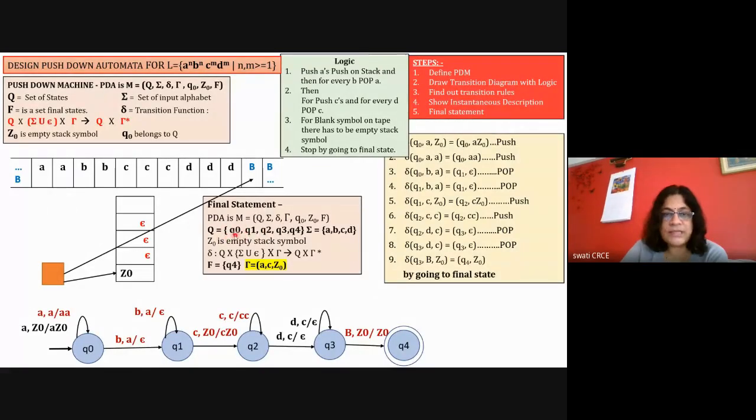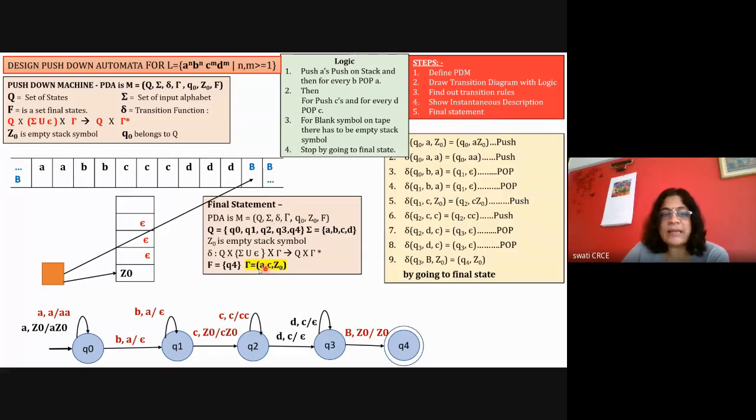Here the set of states capital Q is equal to Q0, Q1, Q2, Q3, Q4. Sigma is the input alphabet: A, B, C, D are the symbols. Then delta is as per these rules. Then rho is the stack alphabet: on the stack we are writing A's, C's and Z0. So you can write A comma C comma Z0 comma blank or epsilon; writing epsilon is not compulsory. Then Q0 is the initial state, Z0 is the stack empty symbol. We are using the same notation, and capital F is equal to Q4. Okay, like this you can write down the final statement.